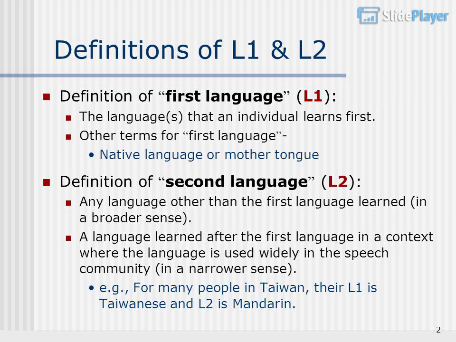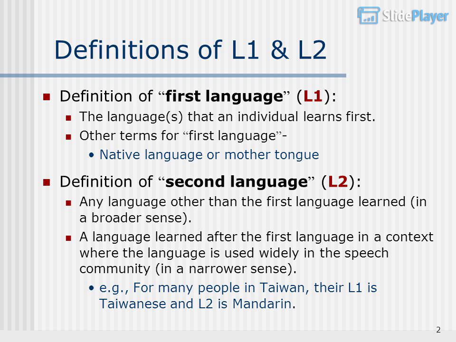Definition of first language, L1. The languages that an individual learns first. Other terms for first language: native language or mother tongue. Definition of second language, L2. Any language other than the first language learned, in a broader sense.